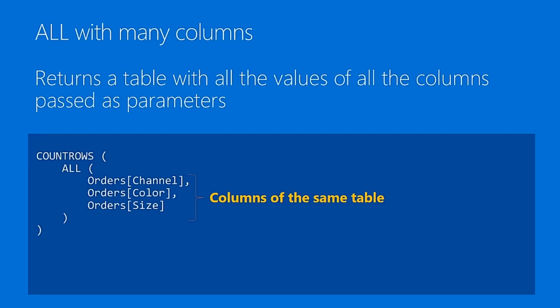Yes, in that case you get all the existing combinations of the three values. So if I do all of customers, gender and customer name, I will get only the combination where I have a female name with female, but I will not have a combination of a male name with female. Okay?